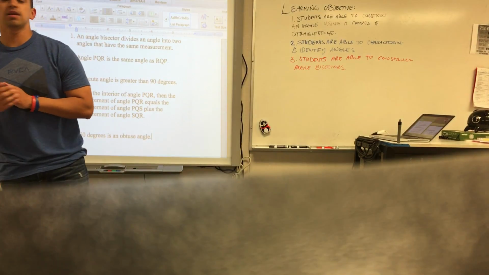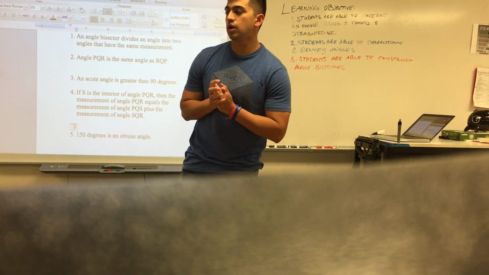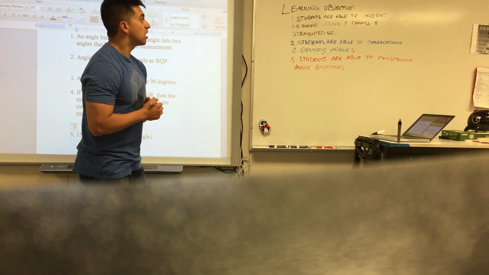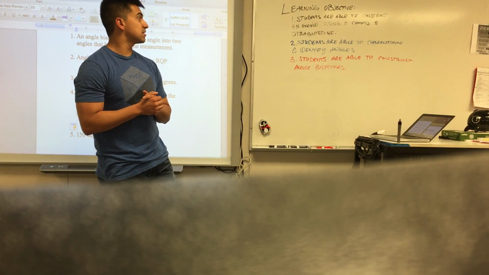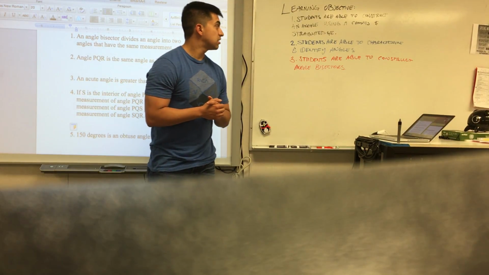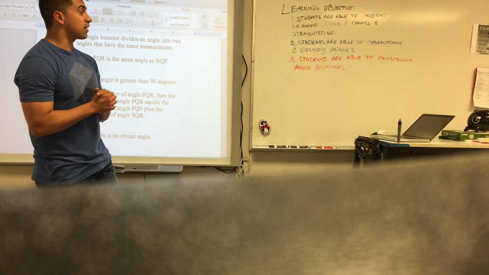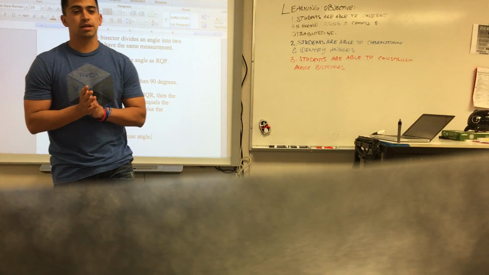Today we're going to be covering angle measures and angle bisectors. To start off, let's read the learning objective for today. It is: one, students are able to construct an angle using a compass and a straightedge. Two, students are able to characterize and identify angles. And three, students are able to construct angle bisectors.